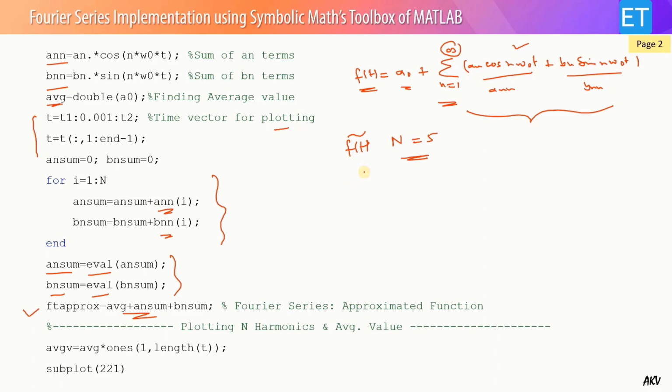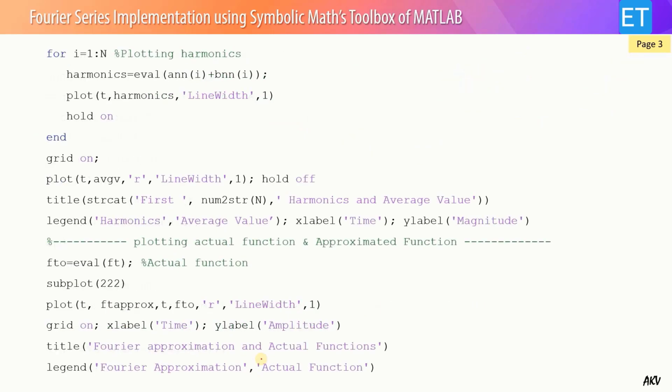So this will give a better idea of the effect of adding a finite number of harmonics to synthesize my function f(t). That will give you a better idea of the Fourier series, and here I am getting the average value vector, and then I am plotting all the harmonics.